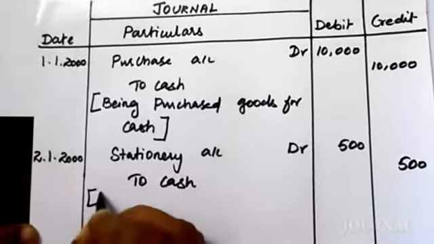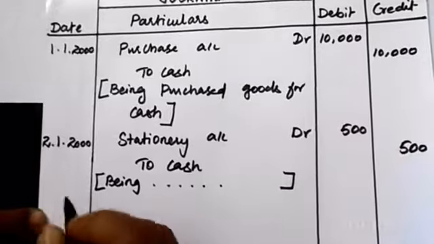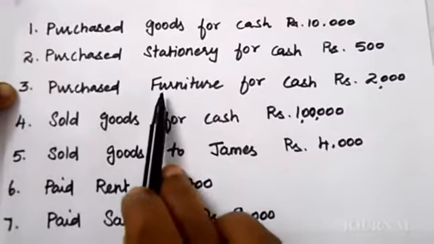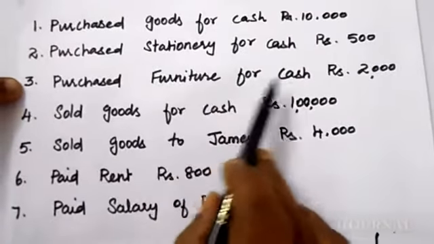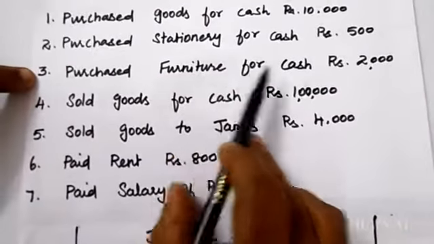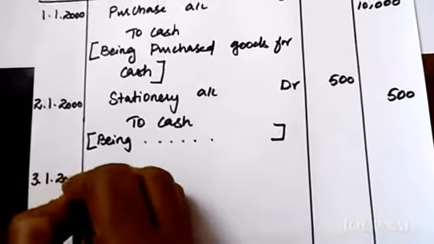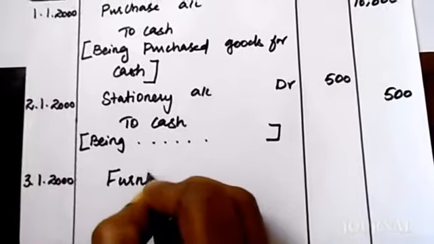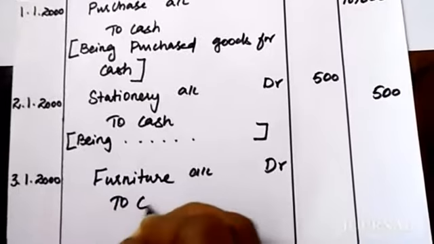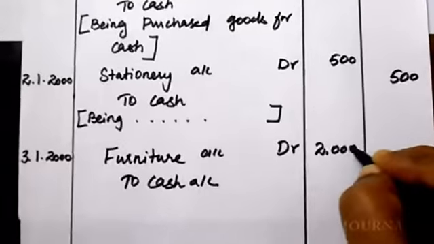Again you have to write narration. Being purchase stationery for cash. Then the third entry. Purchase furniture for cash. Same thing. Here they mention furniture. They have purchased furniture for cash. So when you purchase furniture, what comes in? Furniture comes in. Cash goes out. On 3rd January 2000, furniture account debit to cash account. How much? 2000 rupees.